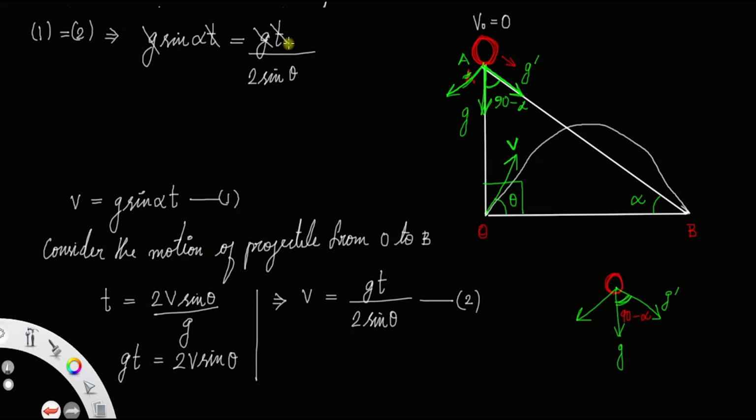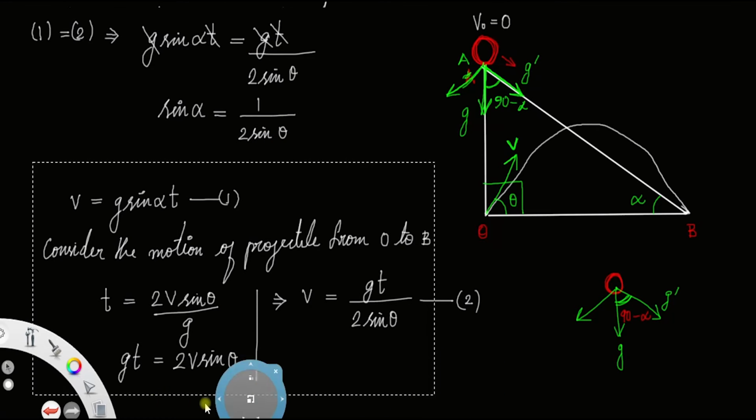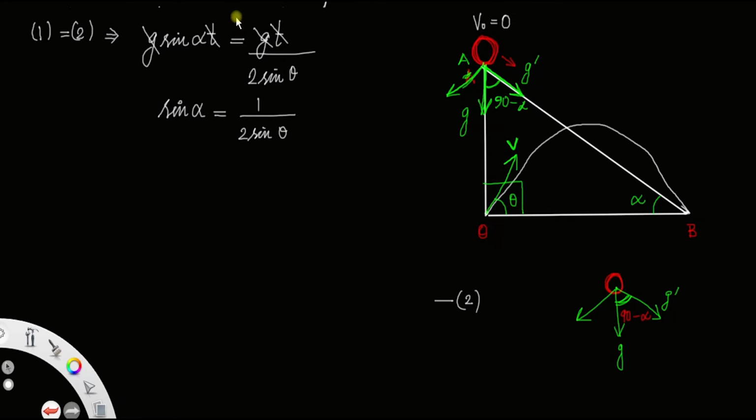Also this t will get cancelled. So we have the expression sine alpha equal to 1 by 2 sine theta. Clear? Or you can write, if you take the reciprocal on both the sides, 1 by sine alpha is equal to 2 sine theta. Which means this is our second derivation. We have 2 sine theta equal to 1 by sine alpha.